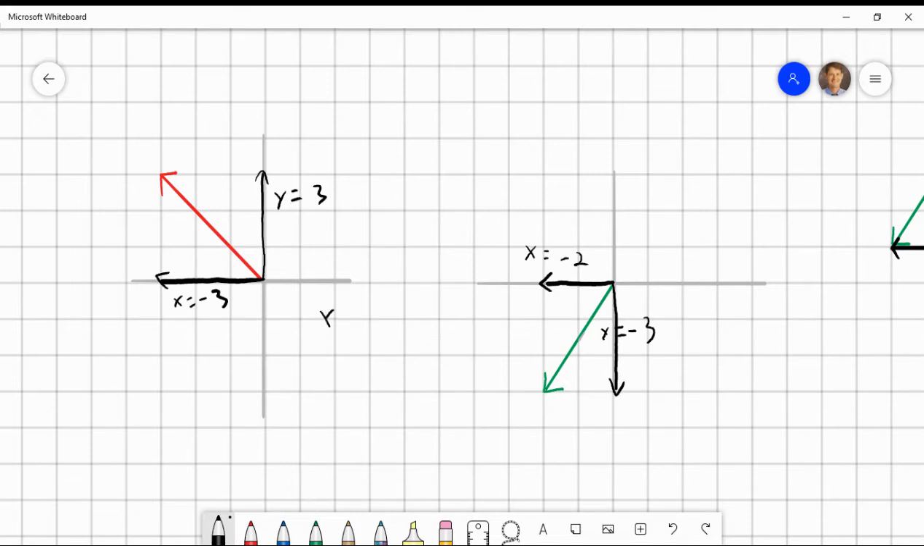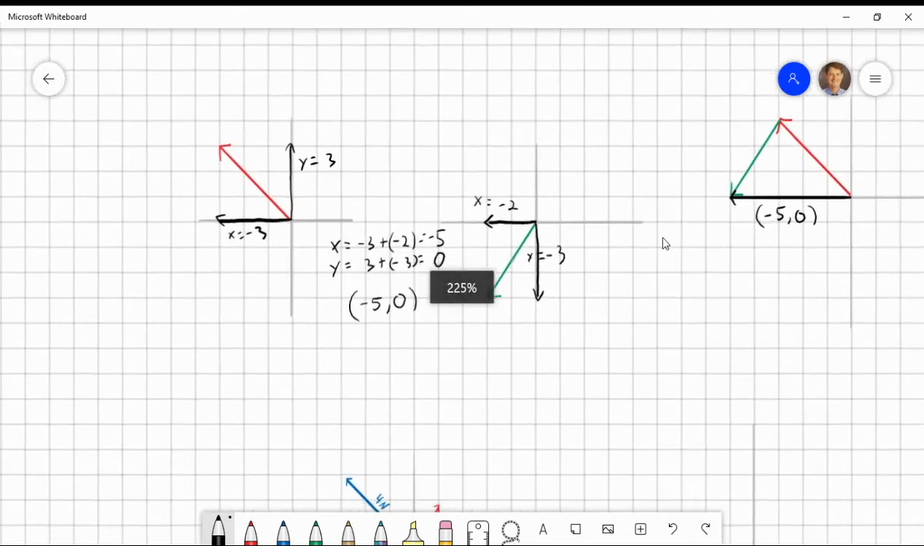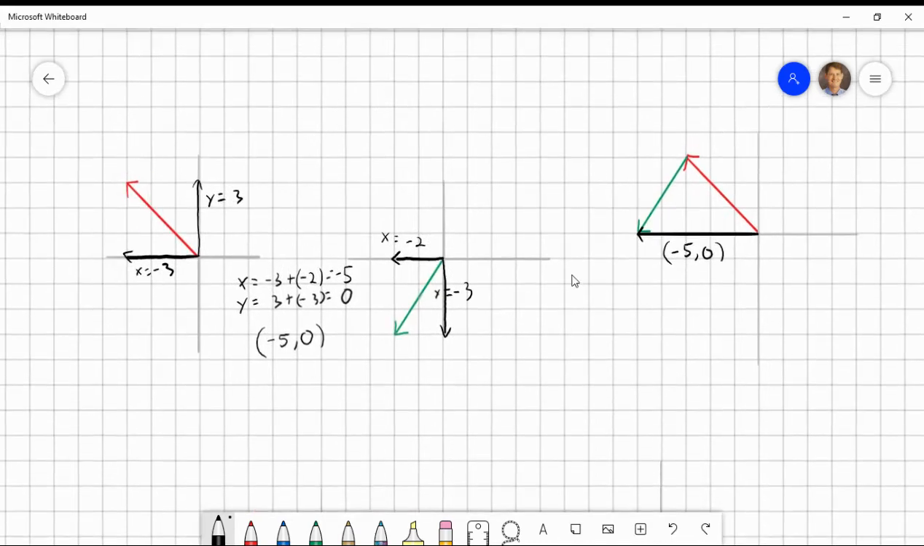So x is going to equal negative 3 plus negative 2, so it's negative 5, and y is going to equal 3 plus negative 3, which gets us 0. So the resultant vector is negative 5, 0, if you add these two up that way. And look at that, I get the same answer, and those were both the same vectors that I drew.